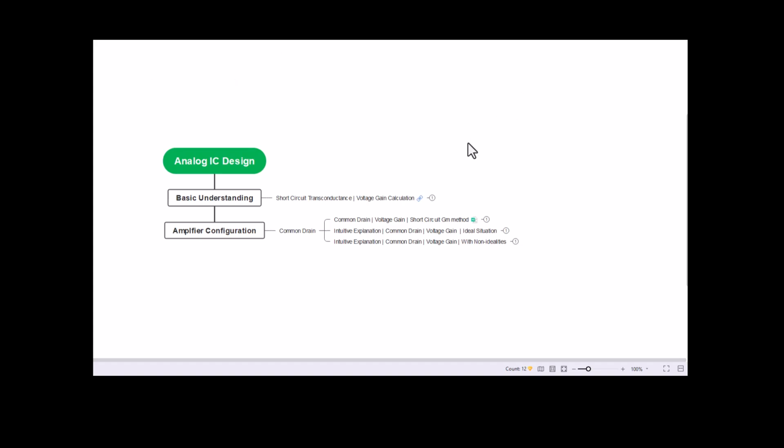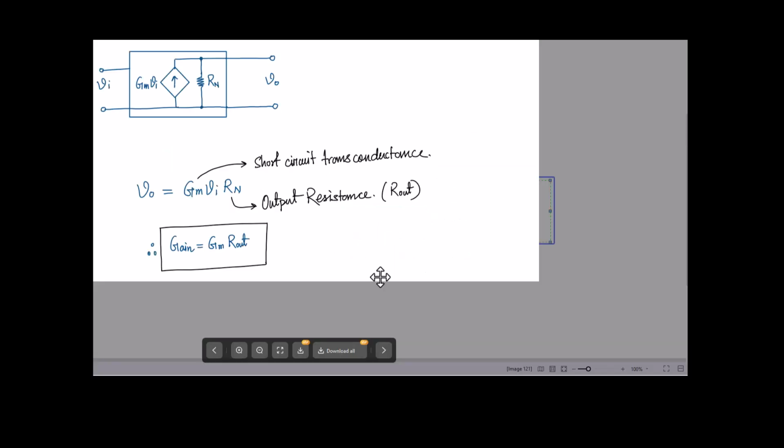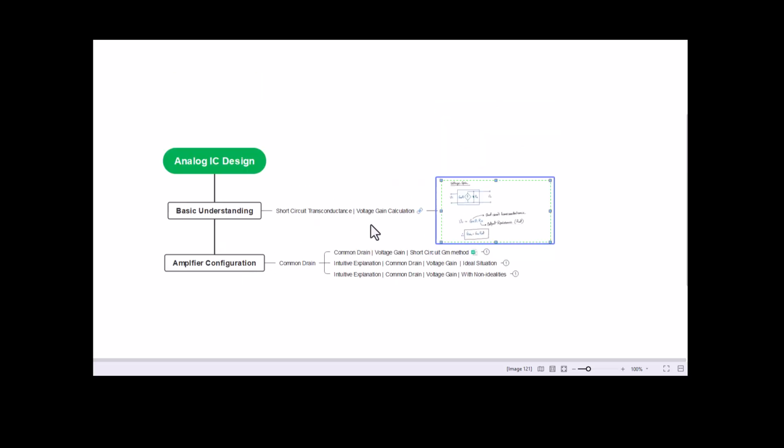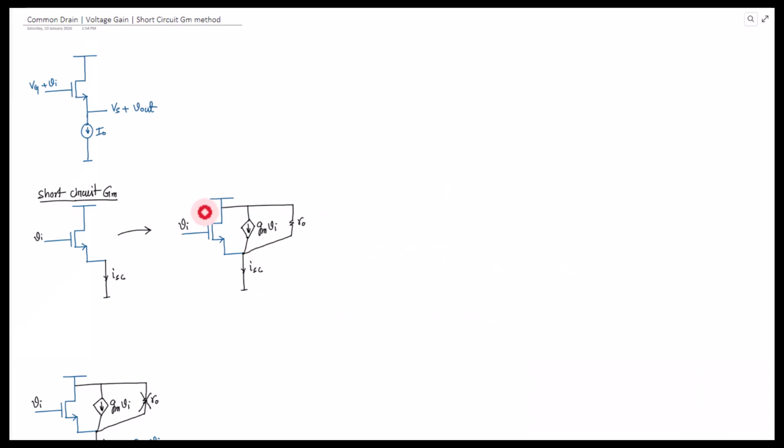I already discussed the short circuit conductance method to calculate the voltage gain in a separate video. So in this video, I'll use this method to calculate the voltage gain for a common drain amplifier. This is our common drain amplifier, where we apply a signal at the gate and get the output from the source terminal.